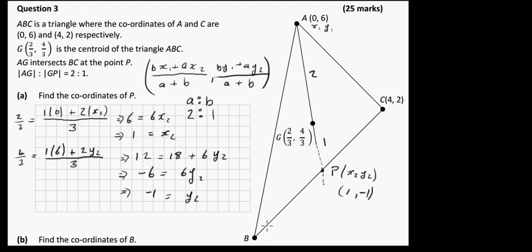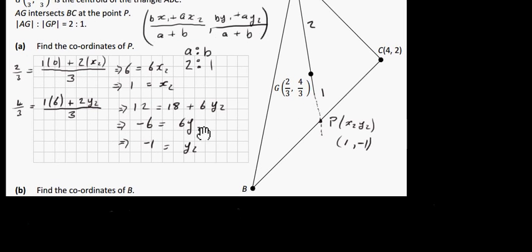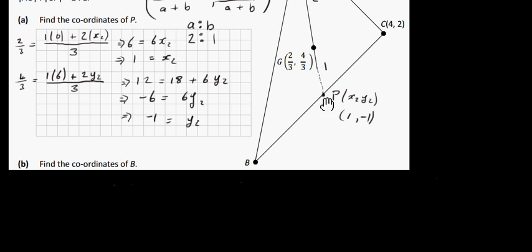Okay, and now we've got to find the coordinates of B here. That's the next part of the question. Now, what we're going to do here to do this is, we know that because this here is the centroid, we know that this median here meets the opposite side at the midpoint. So we know that (1, -1) is the midpoint of the line segment BC. So we're going to use the midpoint formula to work this out. So our midpoint formula is just, again, x1 plus x2 over 2, y1 plus y2 over 2.